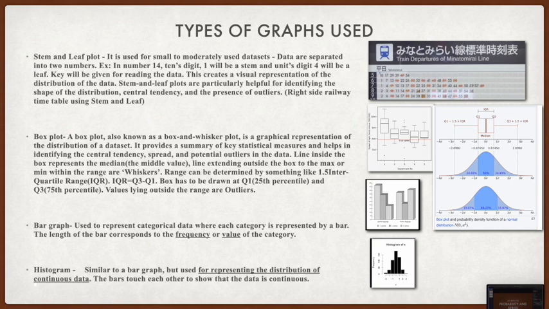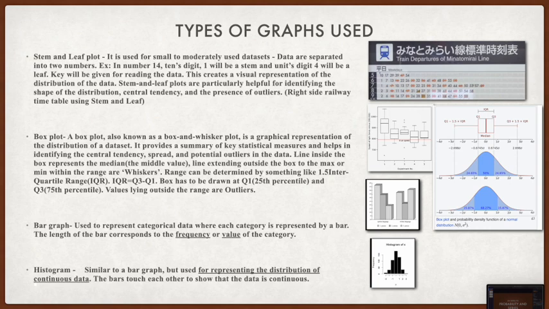Next, these are some of the types of graphs which we will come across in probability and statistics. There are many more charts and many more graphs. The definition of graph and chart was discussed in session 1. So these are the types of graphs, and here we will discuss how each plot is done. First, the stem and leaf plot.